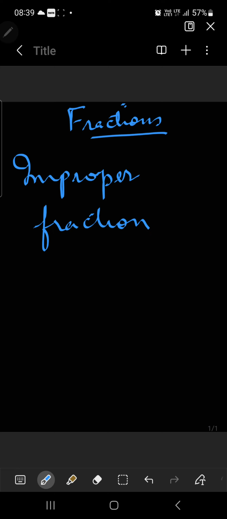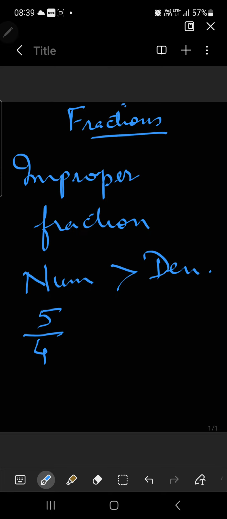So in this type of fraction, what happens? Your numerator becomes greater than your denominator. Just opposite to the earlier one, where in a proper fraction you have your numerator less than your denominator, but in an improper fraction your numerator is greater than denominator. Suppose I write 5 by 4. What you see here? Your numerator figure is greater than denominator figure.